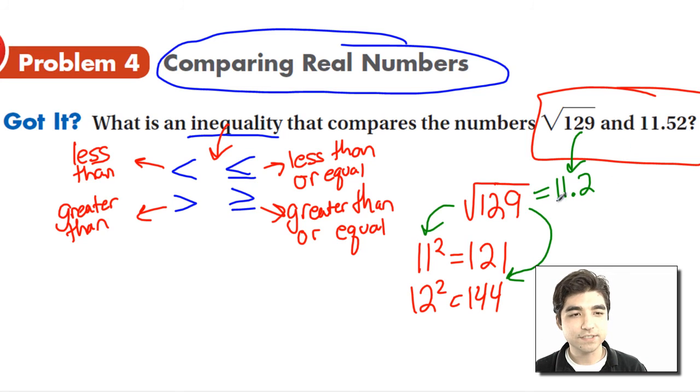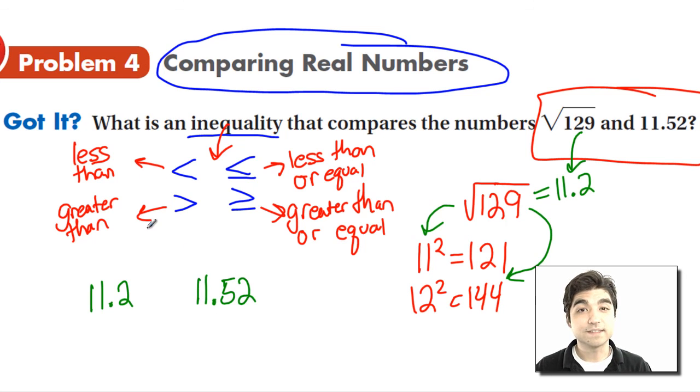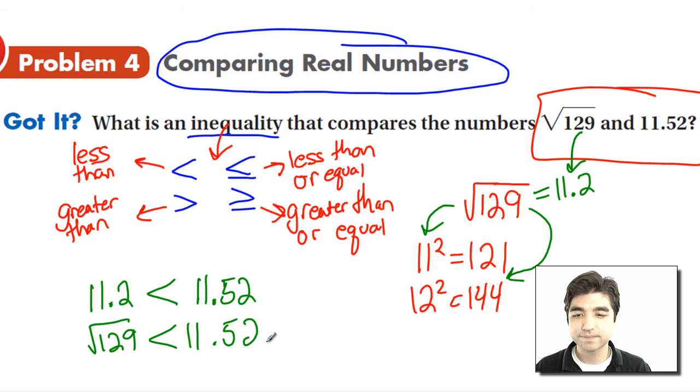Now you need to ask yourself, is 11.2 greater than or less than 11.52? It's less than it, so we would put this sign. So 11.2 is less than 11.52, or in other words, you could say square root of 129 is less than 11.52.